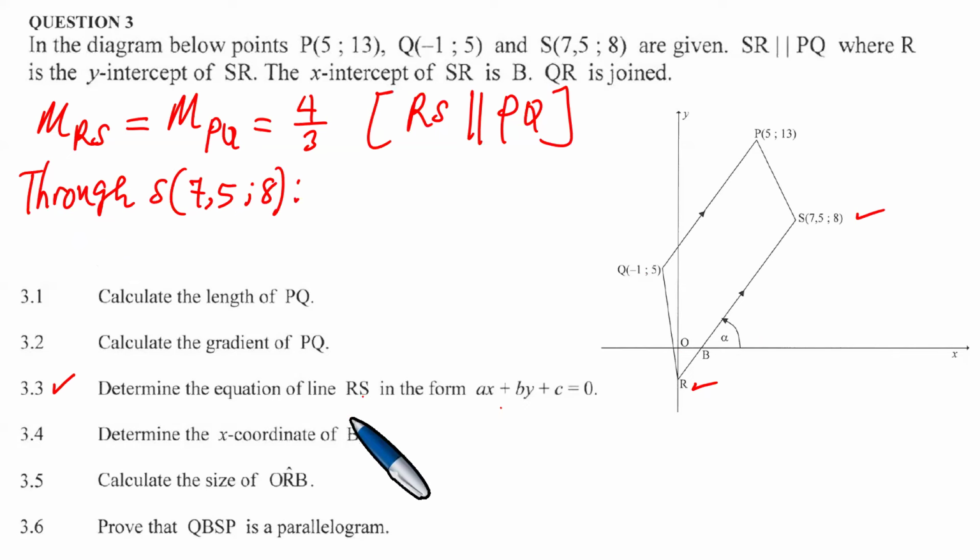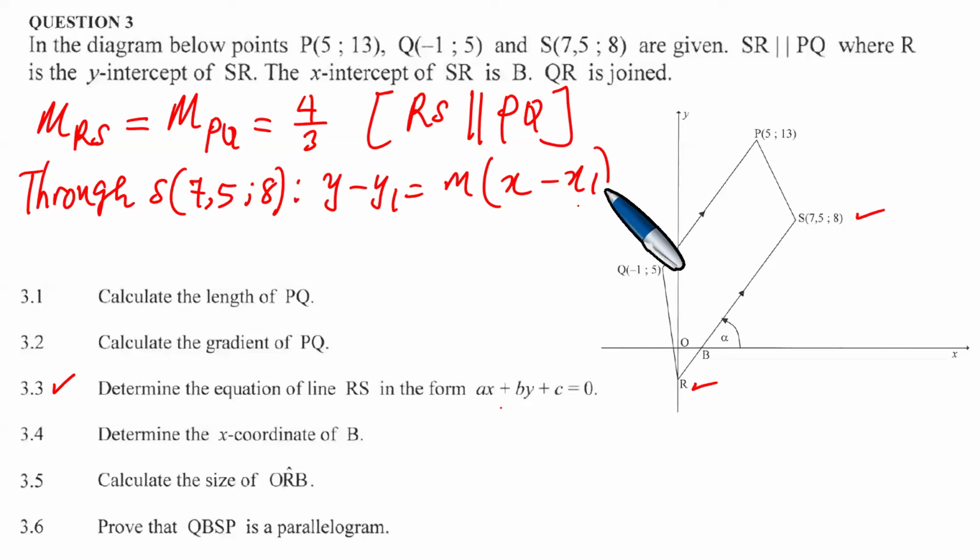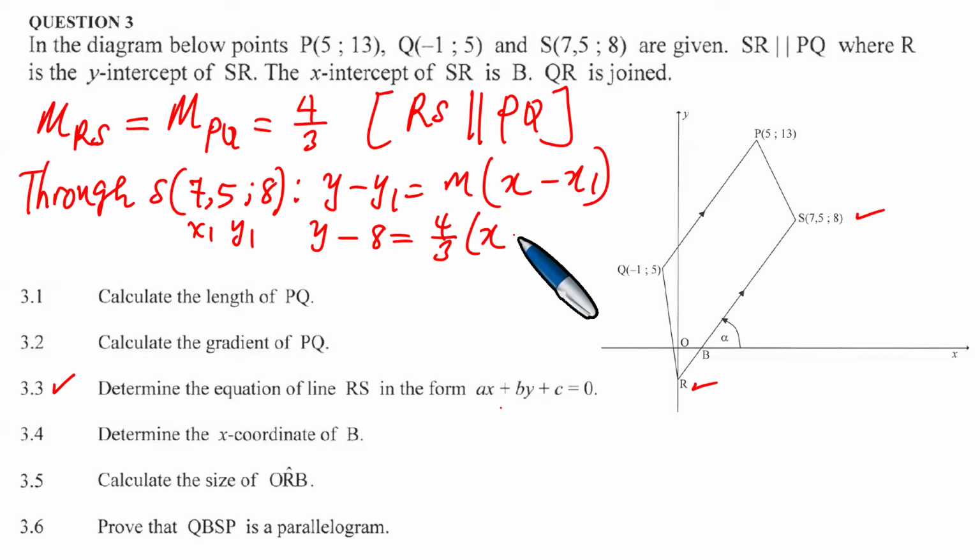To find the equation of a line, we're going to use the slope-point form: y minus y1 equals m times (x minus x1). Now obviously we agree that line RS passes through the point S, so that y minus y1 is y minus 8 equals m, the gradient, which is 4/3, times (x minus x1, which is 7.5).